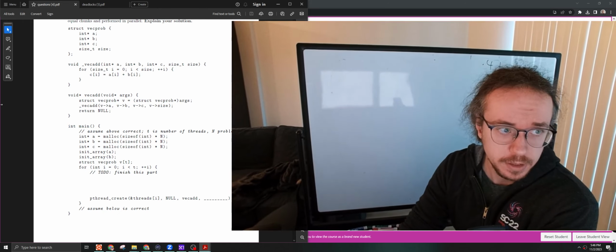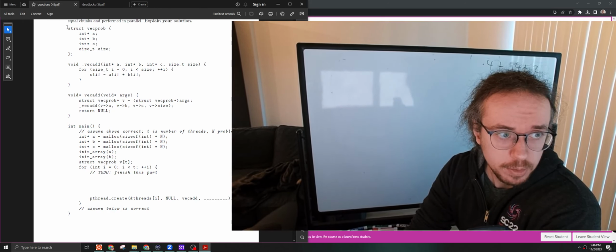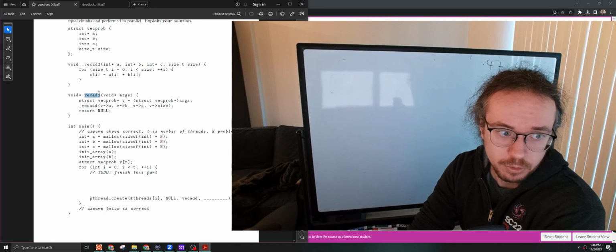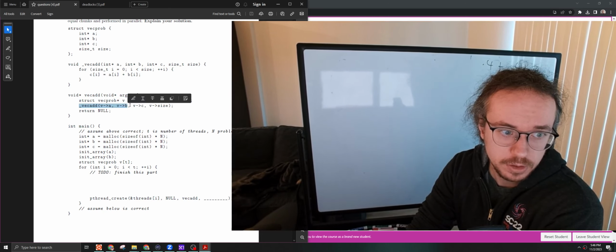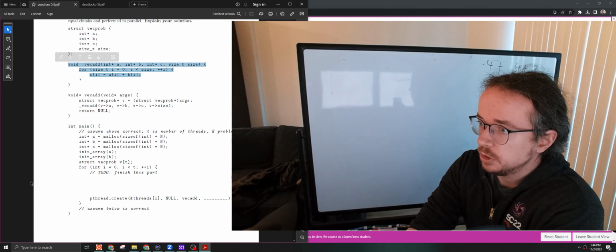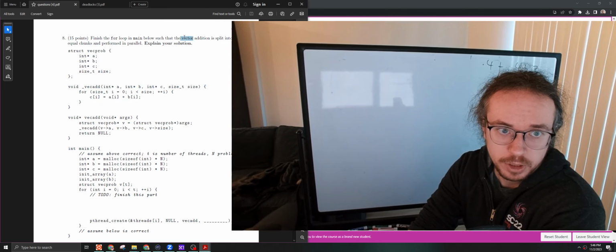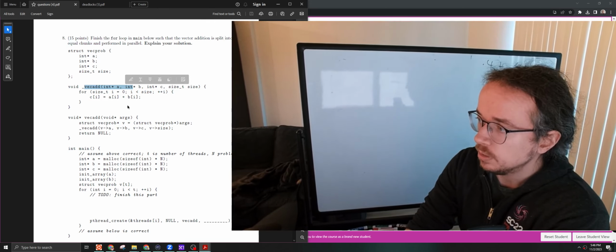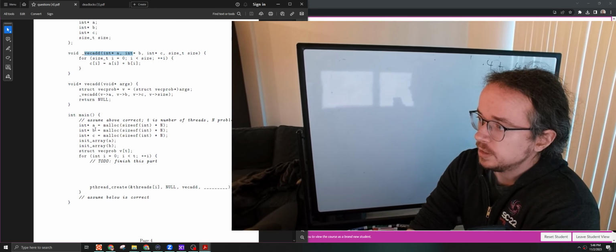And fundamentally, the problem here is we're going to create threads. We're going to call this vecadd function. This vecadd function is just a wrapper function. It unpacks the void pointer, which is one of these structs, into the arguments of vecadd. Now, vecadd does not have to be changed to make vecadd parallel. If we want to split up vector addition into equal chunks and do them in parallel, we don't have to change vecadd at all. We just have to call vecadd differently.